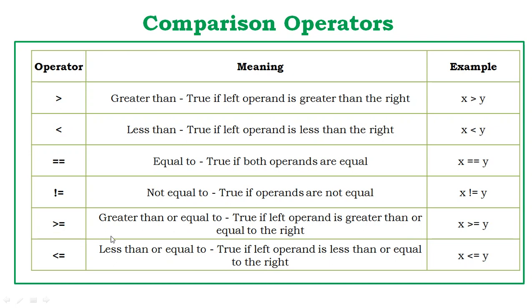Greater than equal to is true if the left operand is greater than or equal to the right. Suppose I write 12 and 12. Both the values are 12. It means the answer is true because they are equal. If I write 13 and 12, two values, then also the answer is true because the first condition holds good. The last one is less than or equal to, true if the left operand is less than or equal to the right operand.